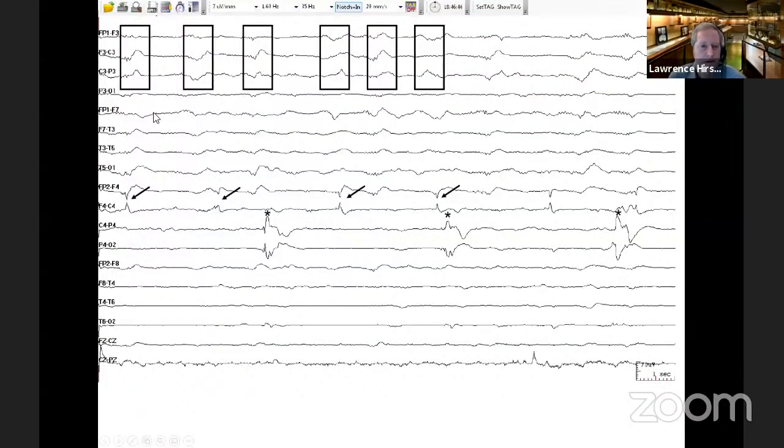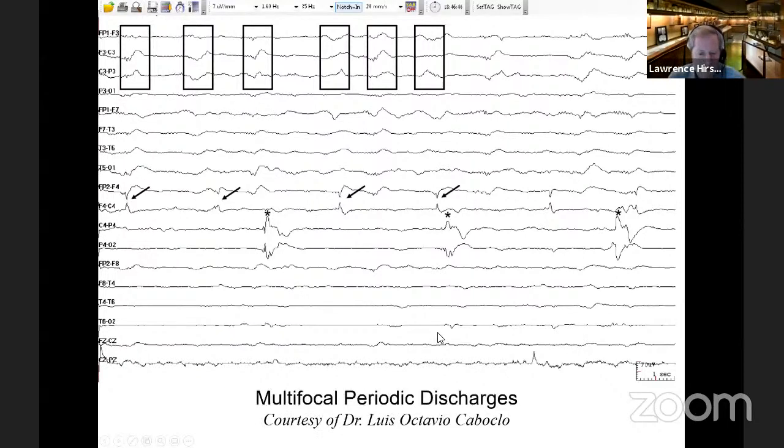And then here's a nice example of periodic discharges in 3 different locations. So you have this blunt one in the left parasagittal, you have this nice focal sharp one at F4, and then a separate one here at P4. You have to take my word for it that there's at least 3 more of them. This was from Dr. Caboclo, who sent this to us. So a good example of multifocal periodic discharges.